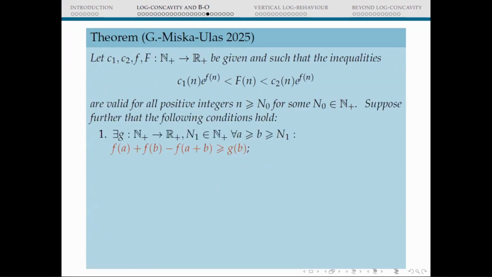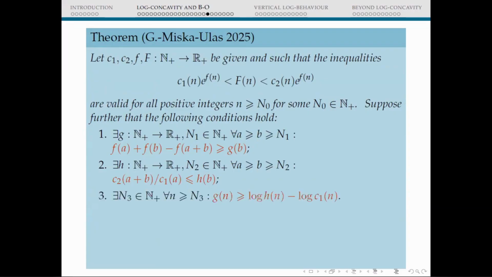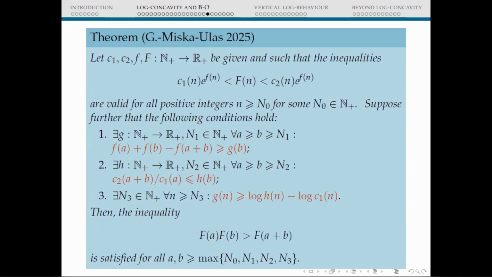So, for instance, we need to have the following condition. Of course, without loss of generality, we may always assume that A is at least B. So we have the following assumption. The additional one for C1 and C2 takes the following form, and also we need to have a connection between the function g, h and C1. If that is the case, then we are able to obtain the Bessenrodt-Ono inequality for all A and B greater or equal than the maximum of all these parameters appearing in these conditions.